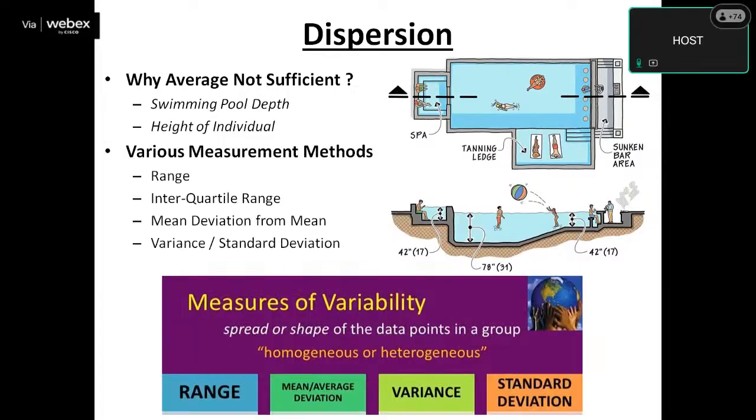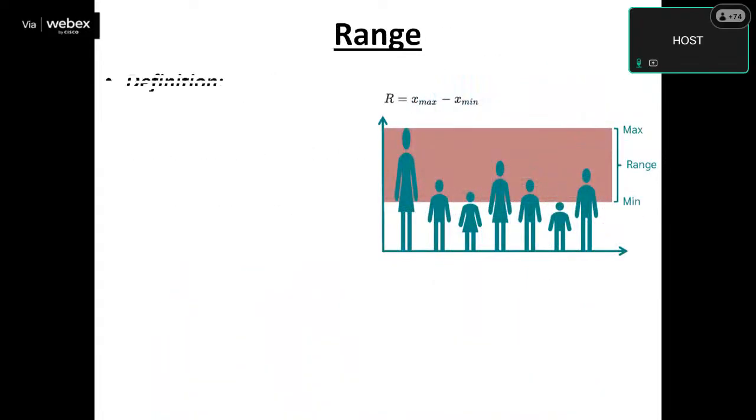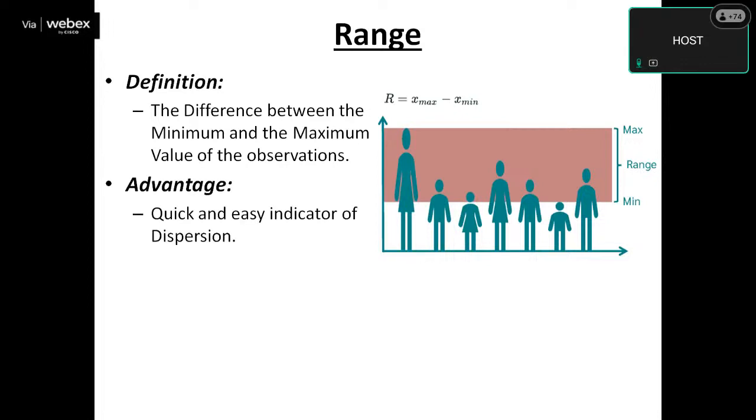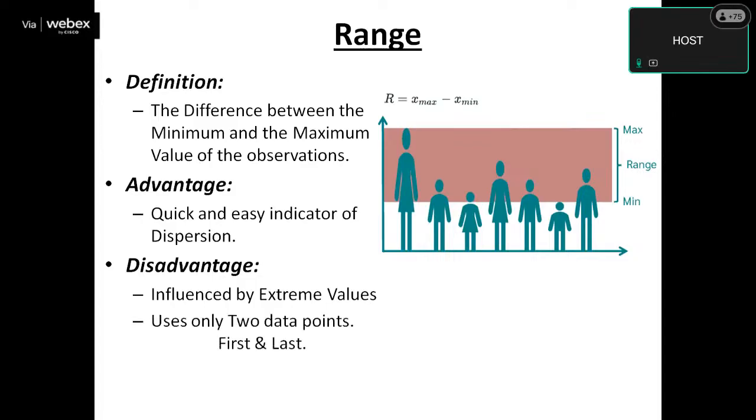For the dispersion, we require various methods: range, interquartile range, mean deviation from mean, or standard deviation. Range is known as the difference between the minimum and maximum value of the observations. It is a very quick and easy indicator, but the disadvantage is that it is influenced by extreme values, either very big or very small. A further disadvantage is that we can only take into consideration two data points, the first and the last. Other observations do not come into consideration.